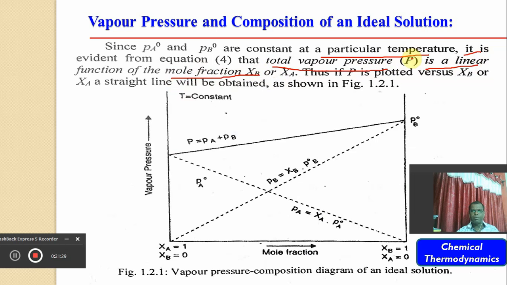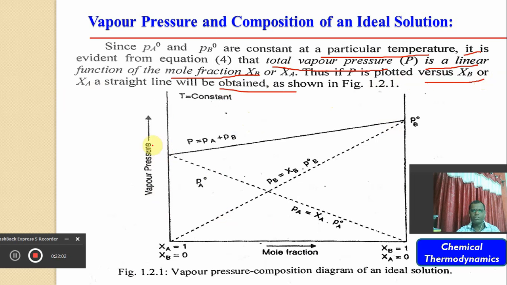here we have just seen that this total vapor pressure P depends upon xB. It means that it is directly proportional to xB. As xB changes, the value of total vapor pressure also changes, or it can also be expressed in terms of xA. If we put 1 minus xA instead of xB, we will get another relation. Hence, whenever the total vapor pressure is plotted against the mole fraction of B or the mole fraction of A, we will get such a straight line.